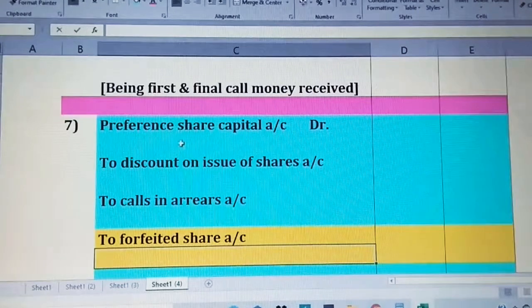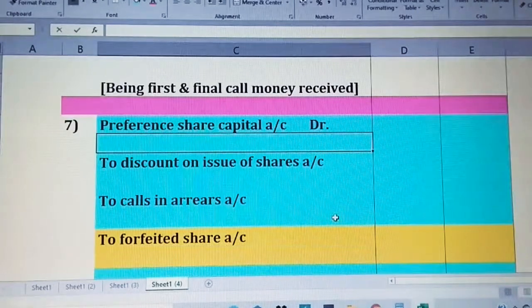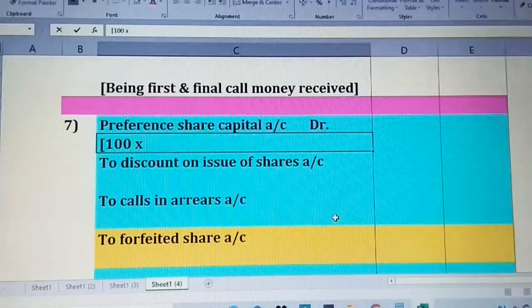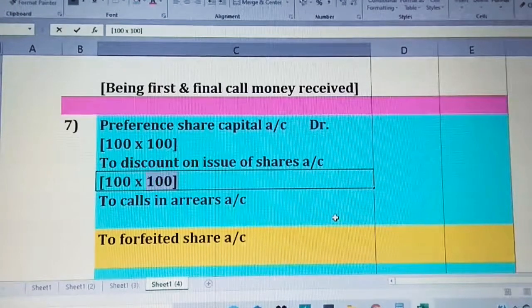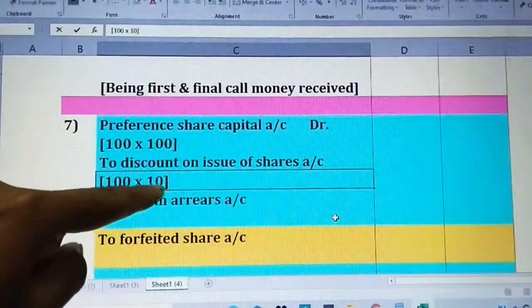Now observe. Let us go for the calculation. 100 shares at rupees. What will be the face value? I said face value, we have to take 100 rupees as a face value. So discount is going to be what? We have to show 100 shares at 10 rupees is the discount which we calculated, right? On 100, 10% is 10 rupees.